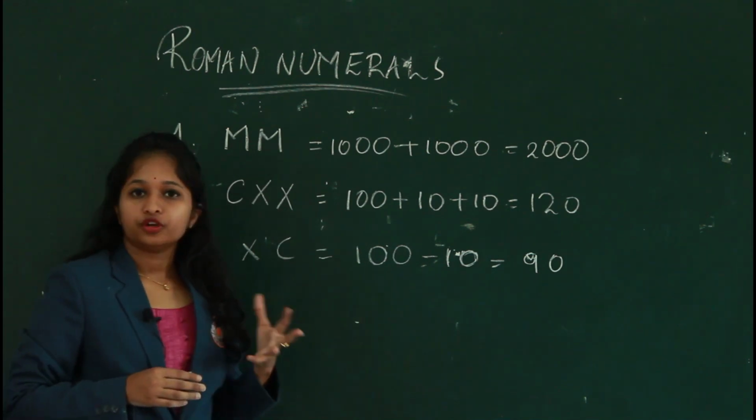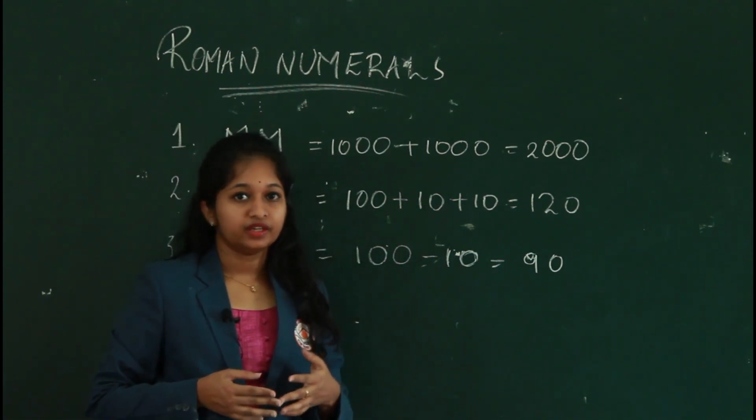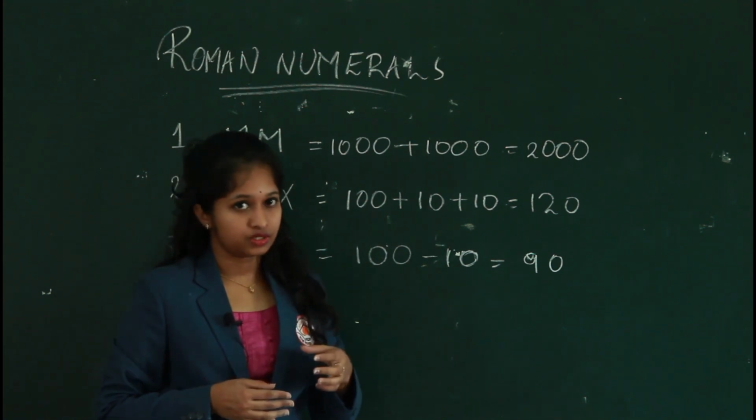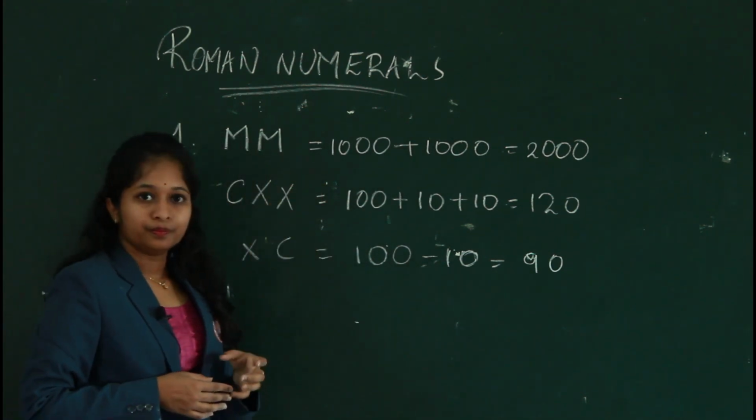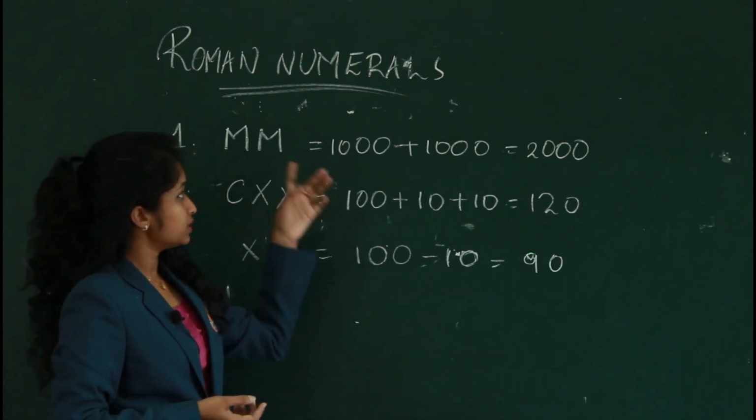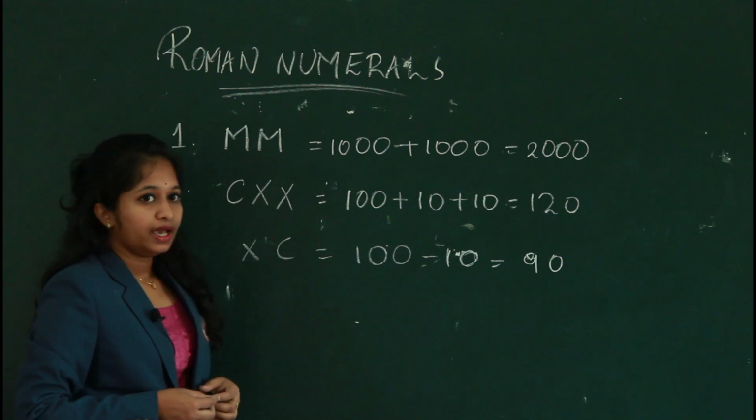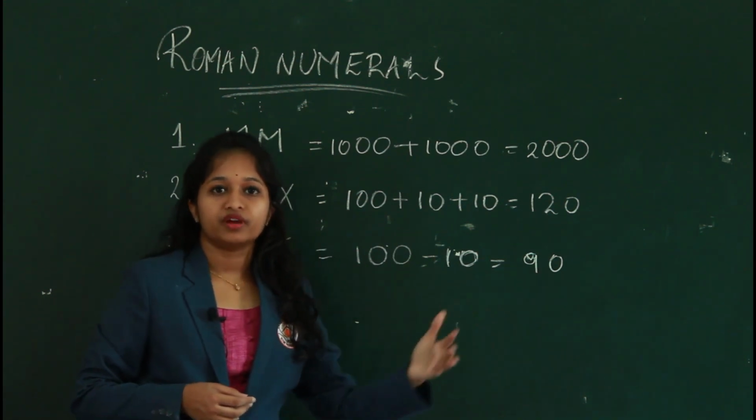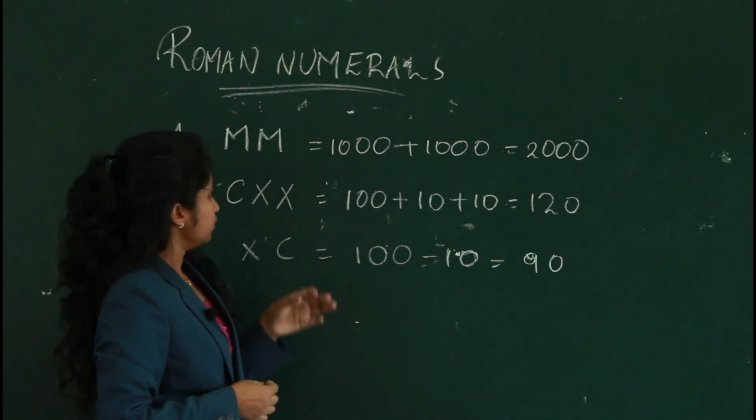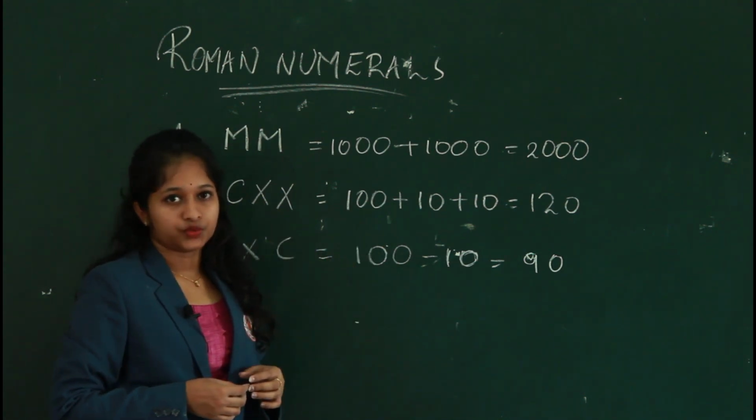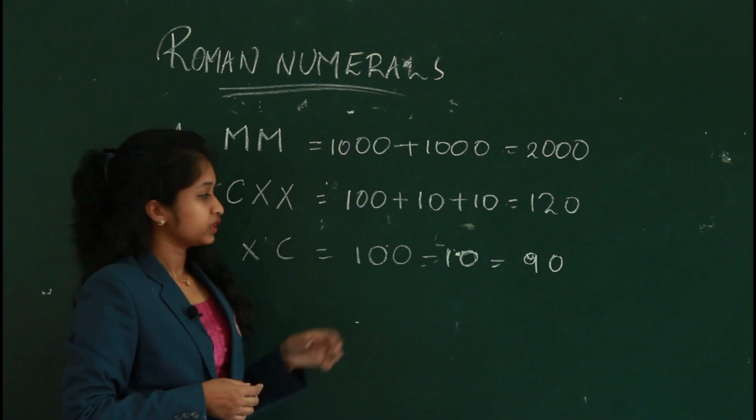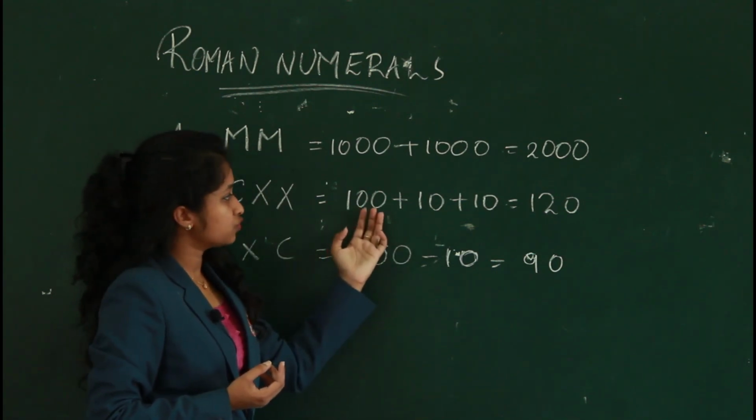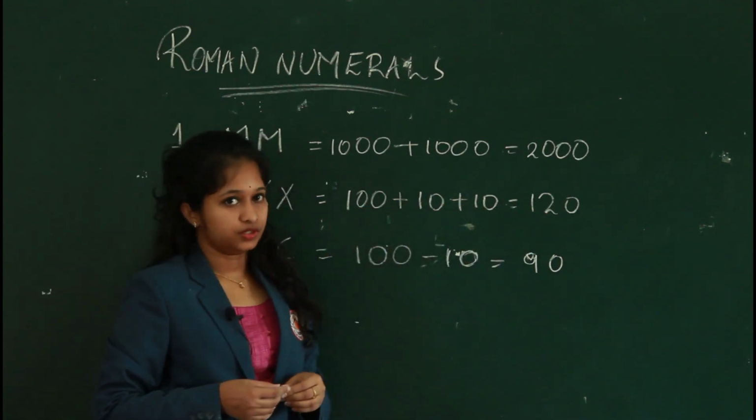First one, if the Roman numerals are repeated, then we have to add those values. Here, M stands for 1000. MM will stand for 2000. It is 1000 plus 1000. And rule number 2, if a smaller numeral is placed to the right of larger one, then we have to add those values. C stands for 100, and X stands for 10. So we have to add, we get 100 plus 10 plus 10, that is 120.